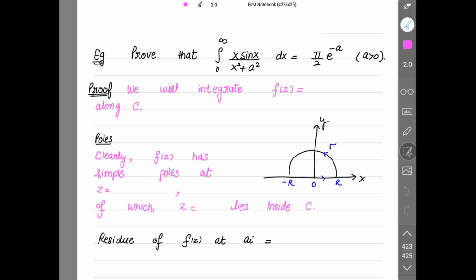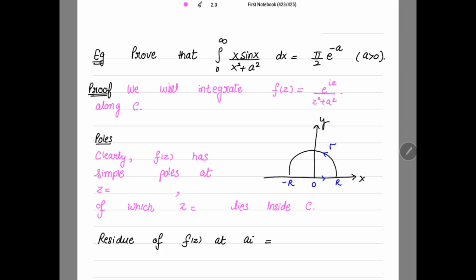So we will integrate f(z), and we always take e to the power iota mz. Here m is 1, so I am taking this as e to the power iota z over z square plus a square. This is the function which I have to integrate along this contour C. And C is the contour consisting of the real x's from negative r to positive r, followed by the semicircle from positive r to negative r in the upper half plane.